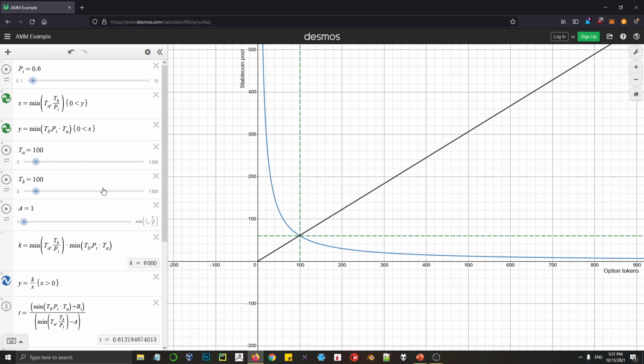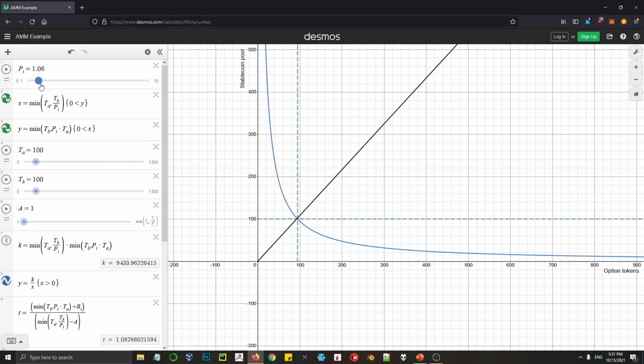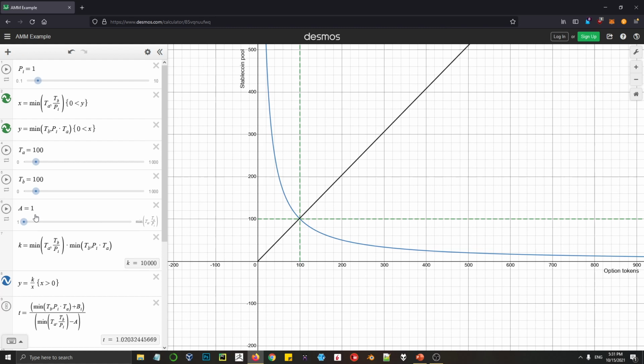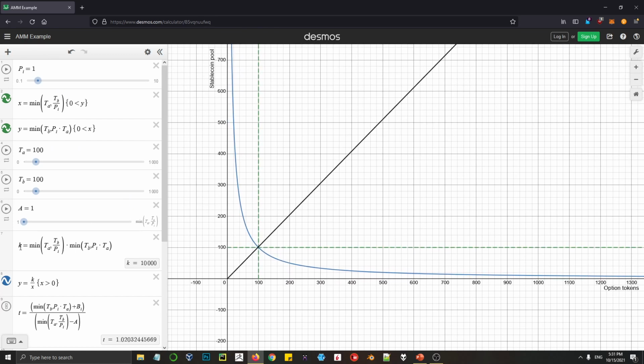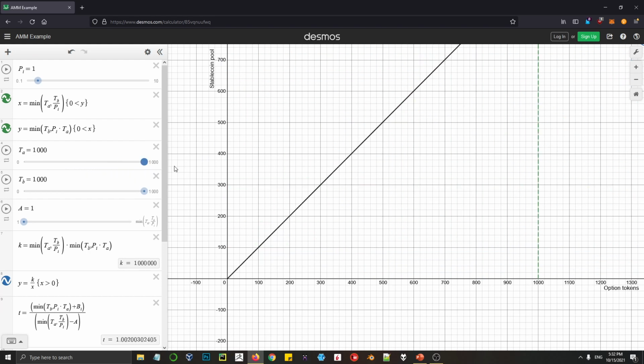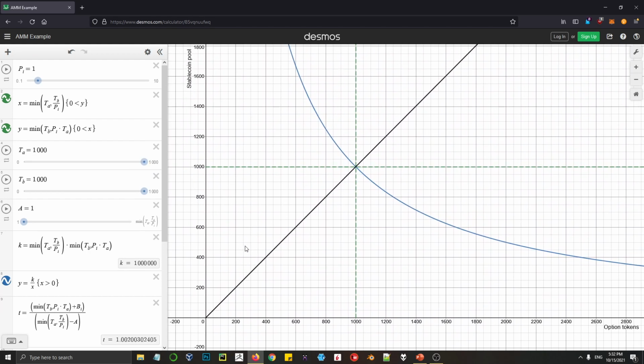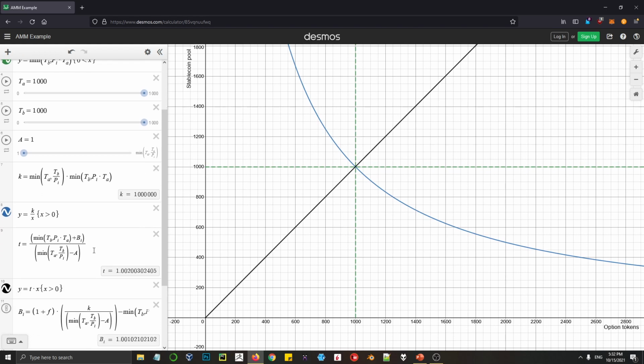So how do we track liquidity? We use these constraints on the y and the x, and we calculate the k basically. So it's very similar to the Uniswap model. And as the amount of option coin and stablecoin pools, option tokens increases, liquidity also increases.